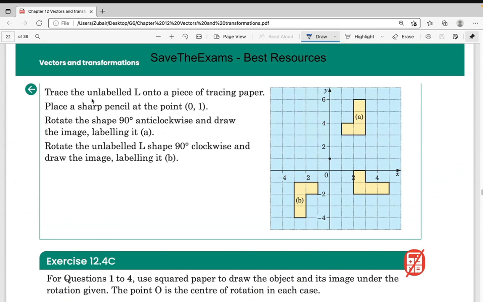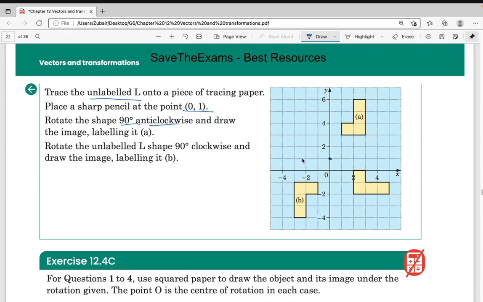So trace the unlabeled L onto a piece of tracing paper. Place the sharp pencil at point x0 y1. This one, x0 y1, sharp pencil, because he's making that the center of rotation and rotating the paper. Rotate the shape 90 degrees clockwise. Draw the image and label it A dash. Then rotate the unlabeled L shape 90 degrees clockwise and draw the image labeled B.